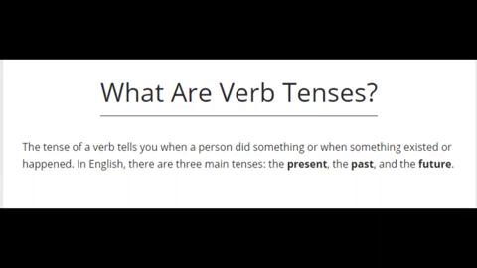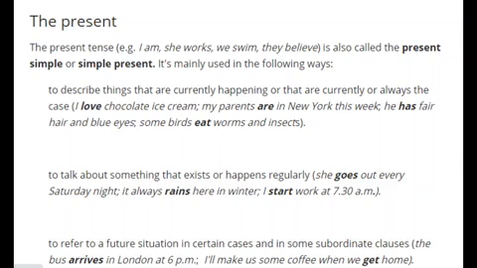Now the present. I am going to discuss with you the present tense, actually its uses. What are the uses of present tense? The present tense, for example, I am, she walks, we swim, they believe, is also called the present simple or simple present tense. Now let's see what the uses are. Present means the timing now. It's mainly used in the following ways. Let's see how.